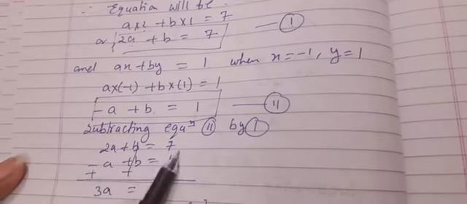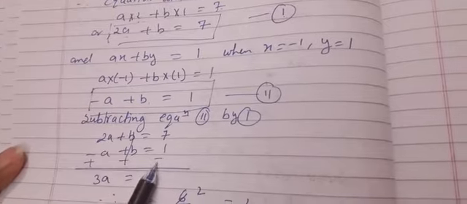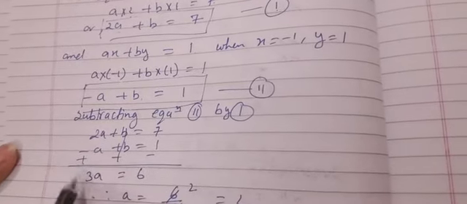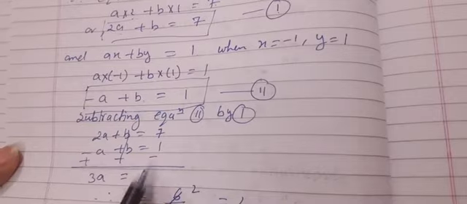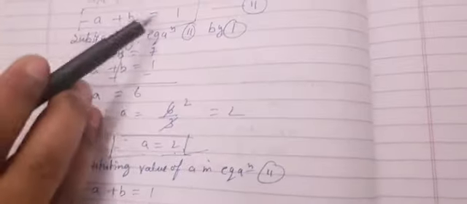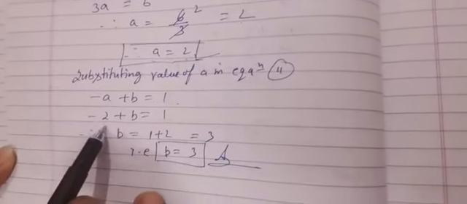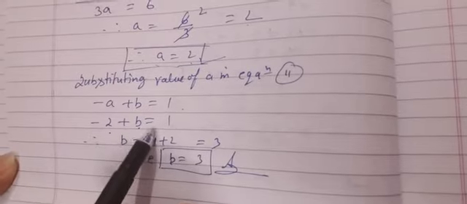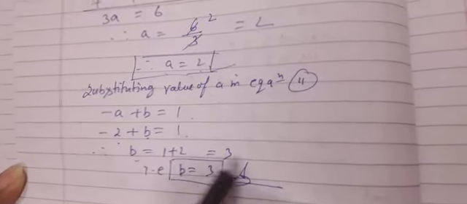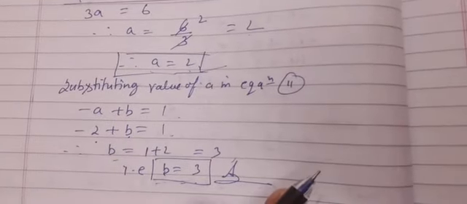So 2a plus b is equal to 7 minus minus a plus b is equal to 1. Here is plus, here is minus sign, b is cancelled, and 2a plus a is equal to 3a and 7 minus 1 is 6. So a is equal to 6 by 3, that is 2. Now we will use this value of a in either equation 1 or 2. So substituting the value of a in equation 2, minus a plus b is equal to 1. In place of a we have written 2, so minus 2 plus b is equal to 1. So b is equal to 1 plus 2, that is 3. So these are the two variables, and here your exercise is over.